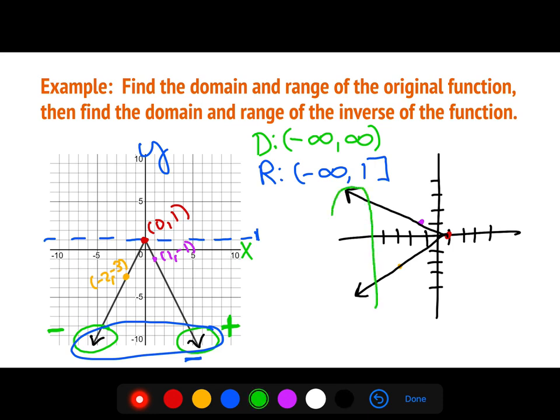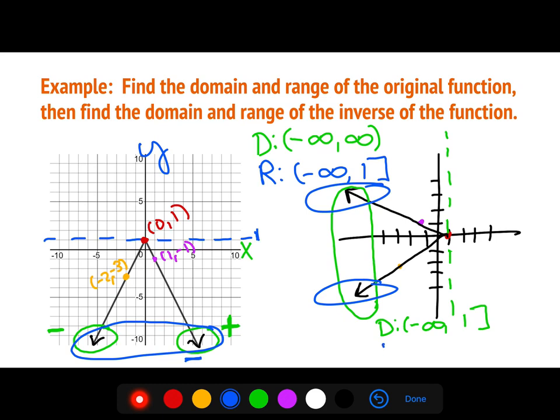And I can find its domain and its range. The domain on the left side is arrows. On the right side, look at that. It crops at 1. So the new domain, the one for the inverse, goes from negative infinity to 1. And then the range, the bottom is an arrow, the top is an arrow, so negative to positive infinity.